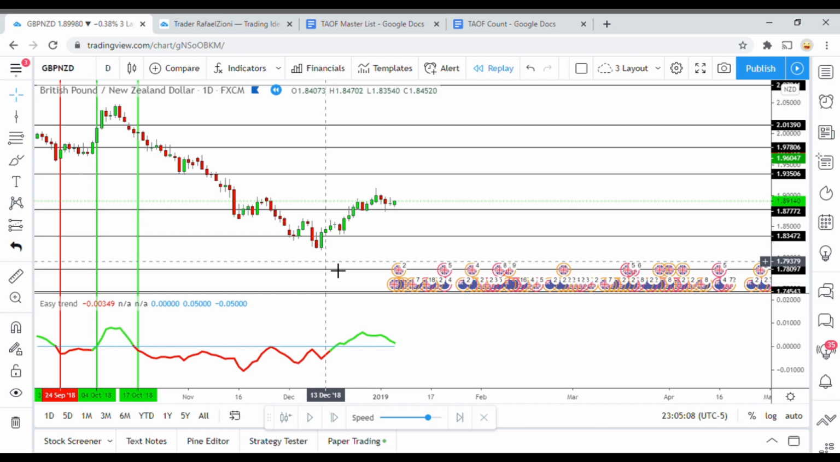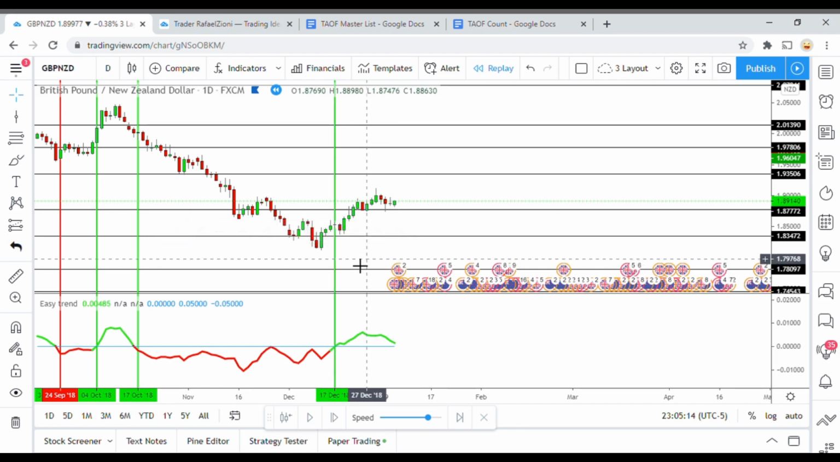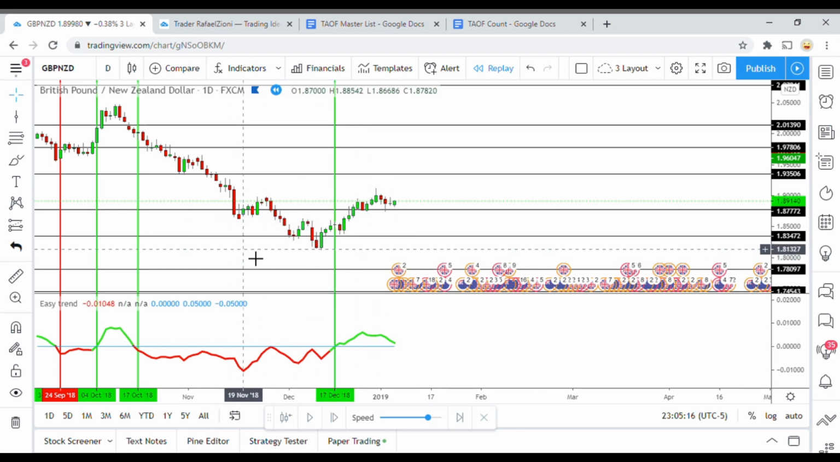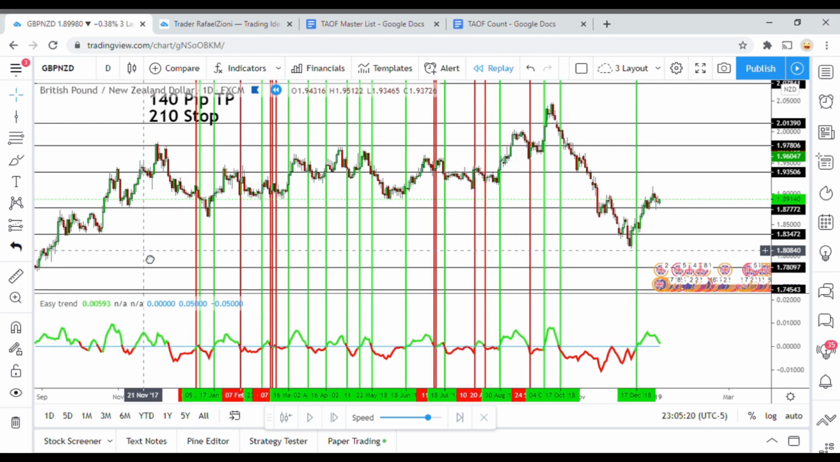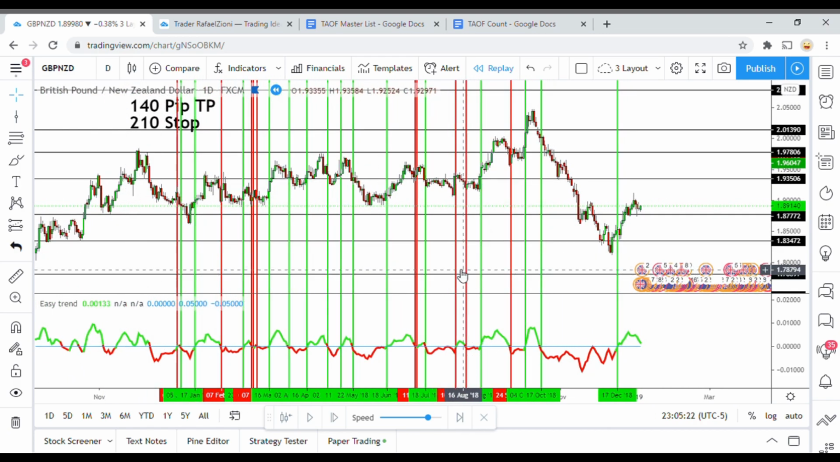And there it goes. That puts us at the end of the year as well. Let's mark this trade here as a winning trade, and there we have it. So that is the easy trend indicator. Let's count them out here and see what we got.